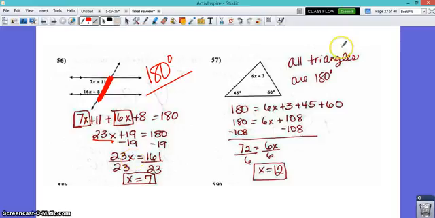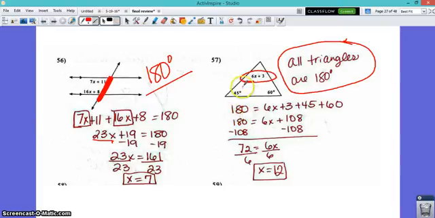Here we go with the next part. You need to remember that all triangles are equal to 180. Okay, so all triangles equal 180. So if you have 180, and then what's inside of here? Well, you have 6x plus 3, 45, and 60. So if you add all of these up together, they should give you 180 degrees.